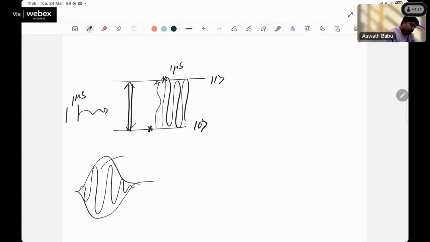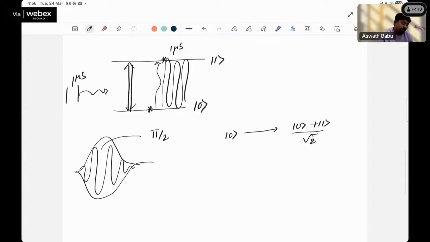If you find the area of this pulse, it is pi by 2 radians. This pi by 2 radians pulse is known for creating a superposition state from the ground state electron with equal probability, meaning there is a 50% chance to exist in either state at any given point, which means it's like a fair coin being tossed. So that is what a pi by 2 pulse would look like.